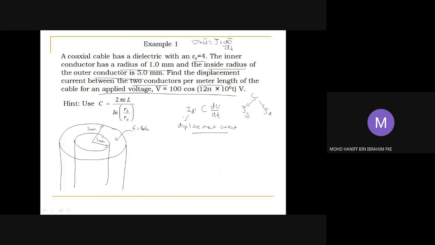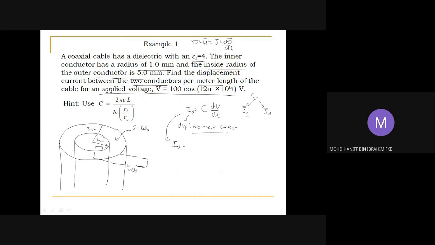Based on this equation, since we know that the displacement current in a capacitor is based on C dV over dt, in order to find the displacement current ID, we simply use the capacitance value C, and we need to differentiate the voltage with regard to time. For this particular coaxial cable, the applied voltage is V(t), the voltage applied across the cable between the inner and the outer conductor.